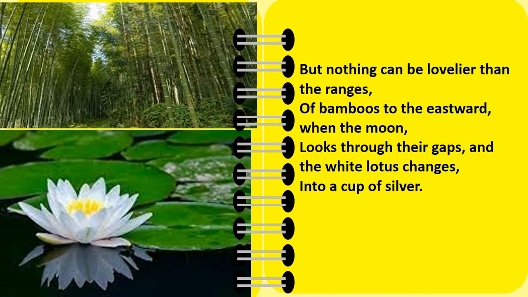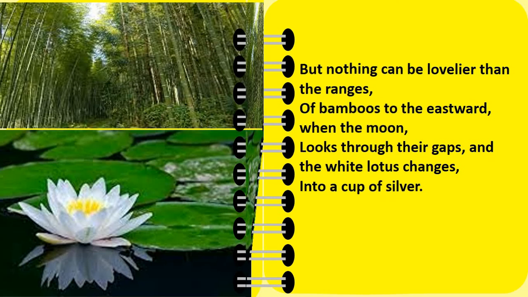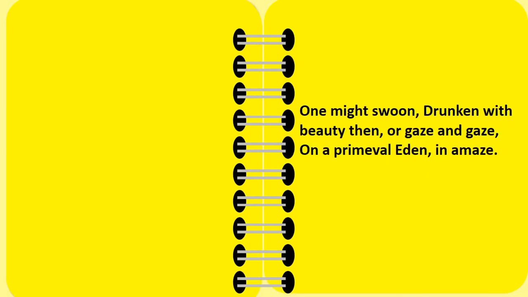This is how Toru Dutt sees nature. Everything looks so beautiful. One might swoon drunken with beauty then, or gaze and gaze on a primeval Eden in amaze. So this beauty she sees in the garden. Swoon means to like it so much. Drunken with beauty. You can take in so much of the beauty of nature that you feel intoxicated, as if you have had alcohol. Or gaze and gaze, that means keep looking at it in amazement, in surprise, as if it is like primeval Eden.